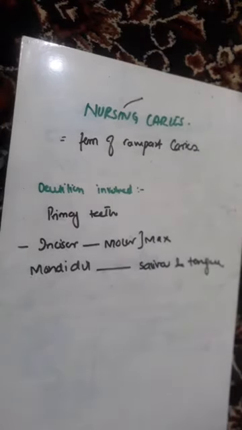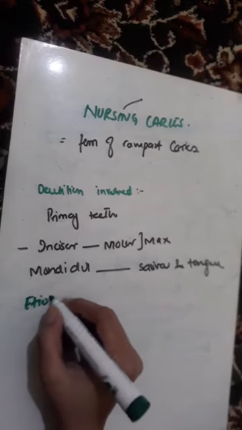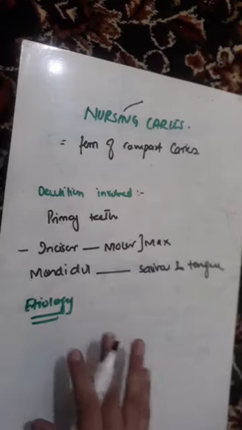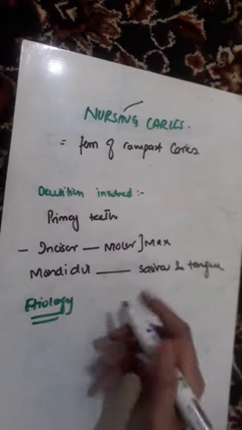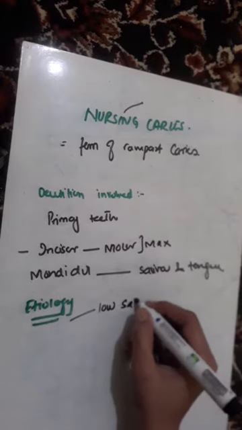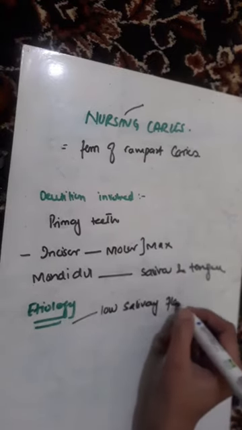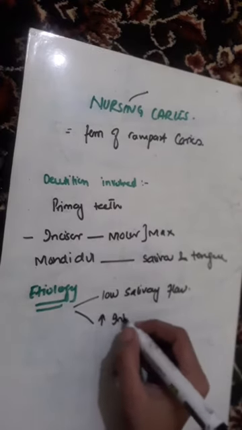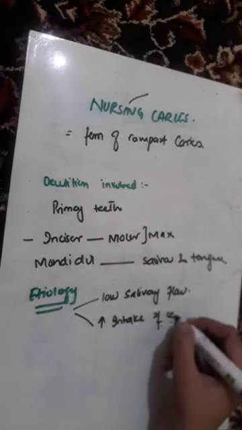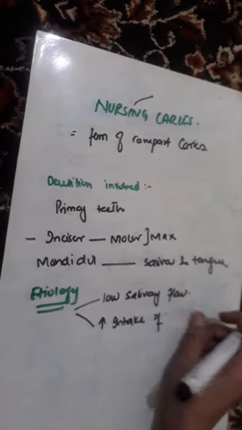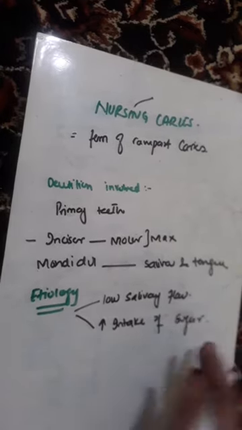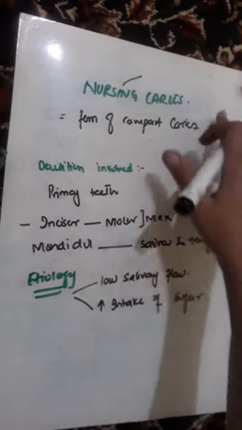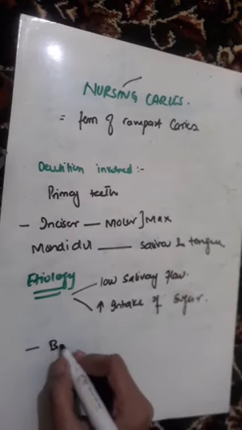Then comes the etiology. What are the etiological factors? Keep one thing in mind, that nursing caries and rampant caries both have one and the same etiological factors, that is low salivary flow and increased intake of sugar or carbohydrate. These are the etiological factors of both. Now specifically for nursing caries, it is the bottle feeding.